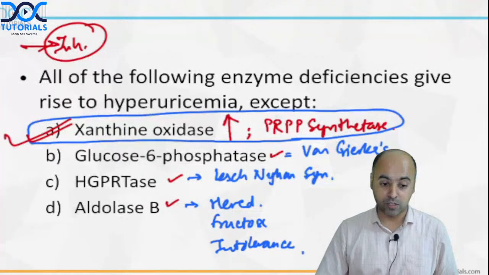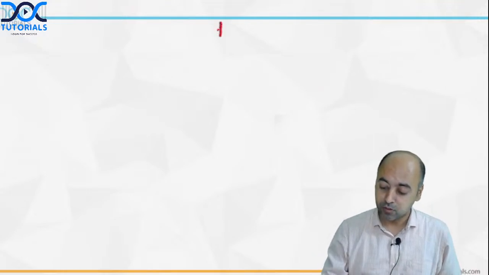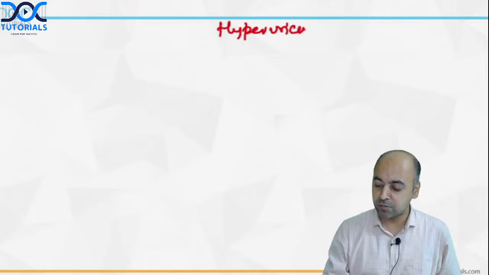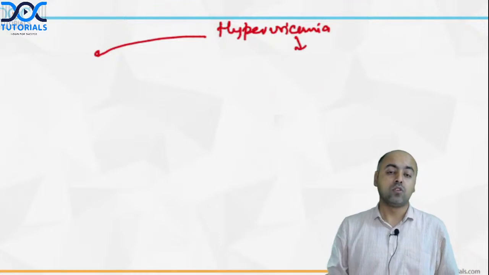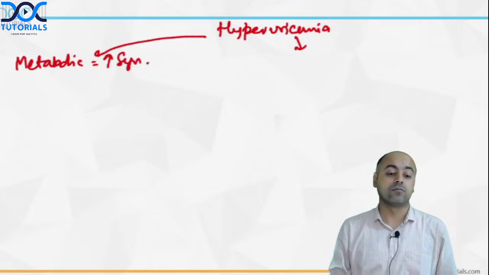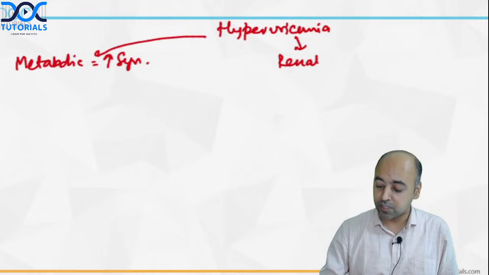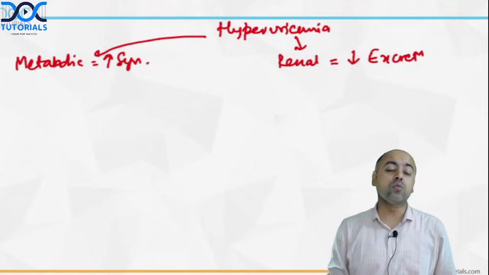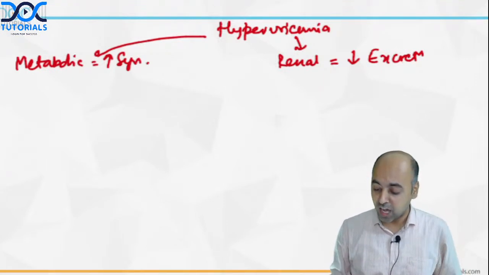So here, very briefly, I'll talk about two things. Number one, the hyperuricemia. What are the causes for the hyperuricemia? Hyperuricemia can be occurring due to two different systems getting involved. One is metabolic. Metabolic means there is increased synthesis. Second is the renal system. Renal system means there is decreased excretion. So any of the two systems, when they are defective, they will cause hyperuricemia.